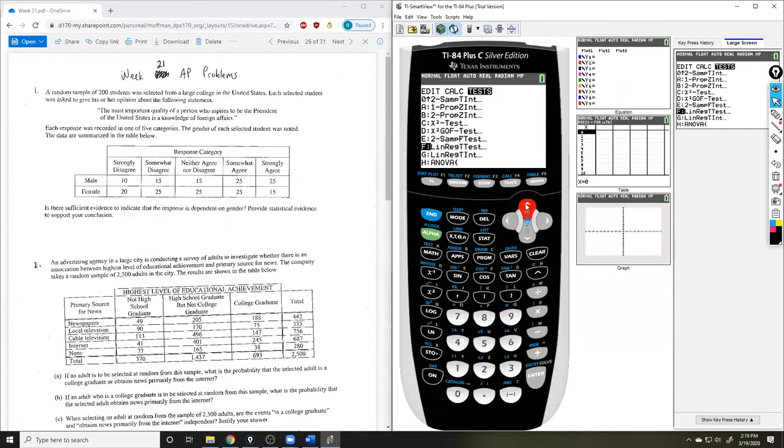Stat tests. Remember, these chi-square tests are in the same menu. Observed, expected, calculate it. Okay, and we'll come back to that in just a second. But the reason we're interested in it is because we want our expected counts. Edit. There's our matrix. Hey, 13.5. Did it right.